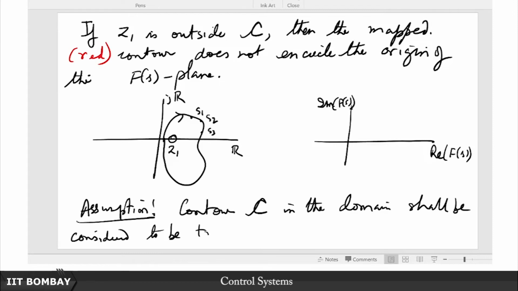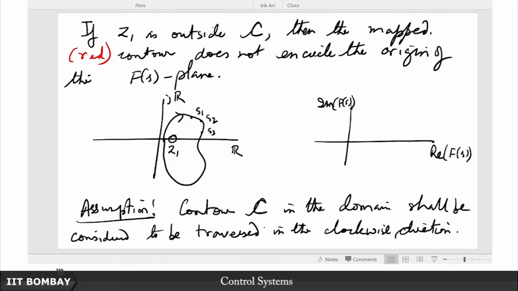to be traversed in the clockwise direction. So that is our convention. You can, as a matter of fact, take an exercise and replicate whatever I am going to discuss today by choosing this contour C in the anti-clockwise direction. You just try to figure out where things will change.